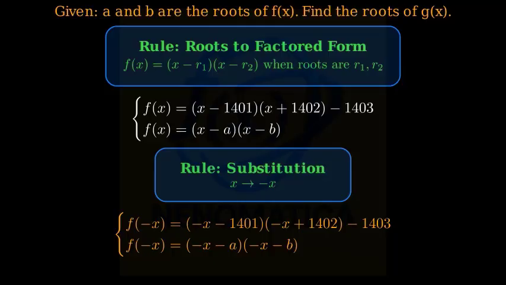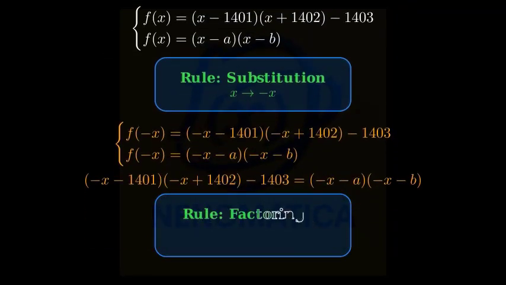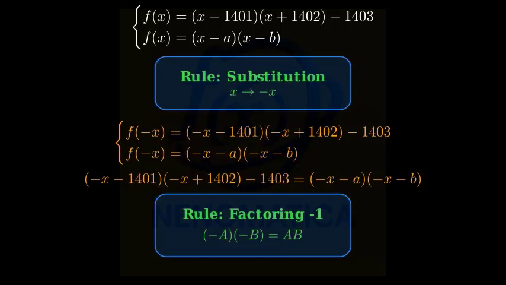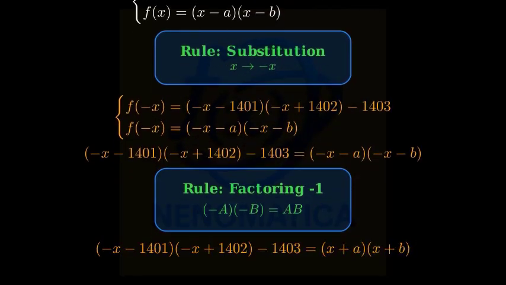Step 3. Since both lines equal f of negative x, we equate the right-hand sides. That gives negative x minus 1401 times negative x plus 1402 equals negative x minus a times negative x minus b. Next, we use the identity, negative a times negative b equals a times b, to simplify the right side. Hence, negative x minus a times negative x minus b becomes (x plus a) times (x plus b).